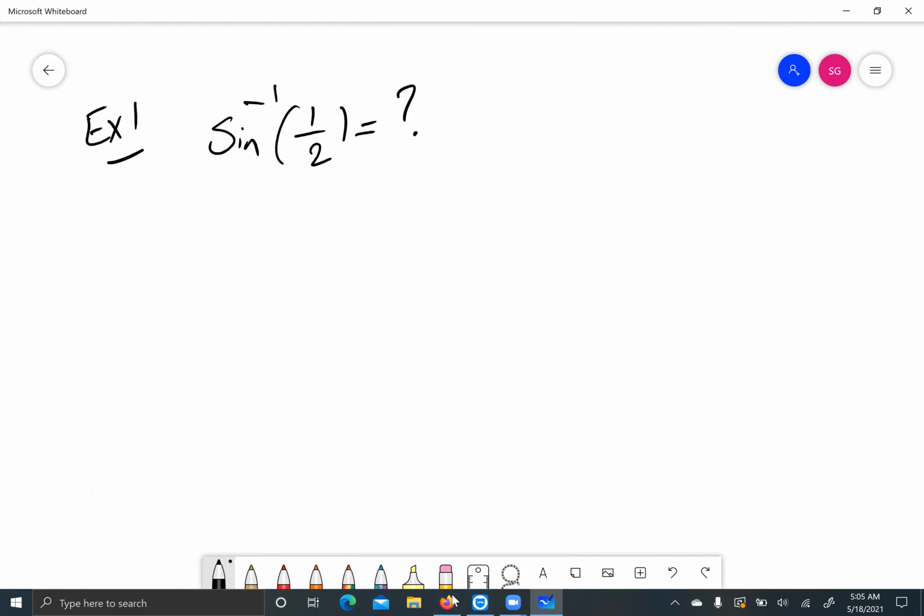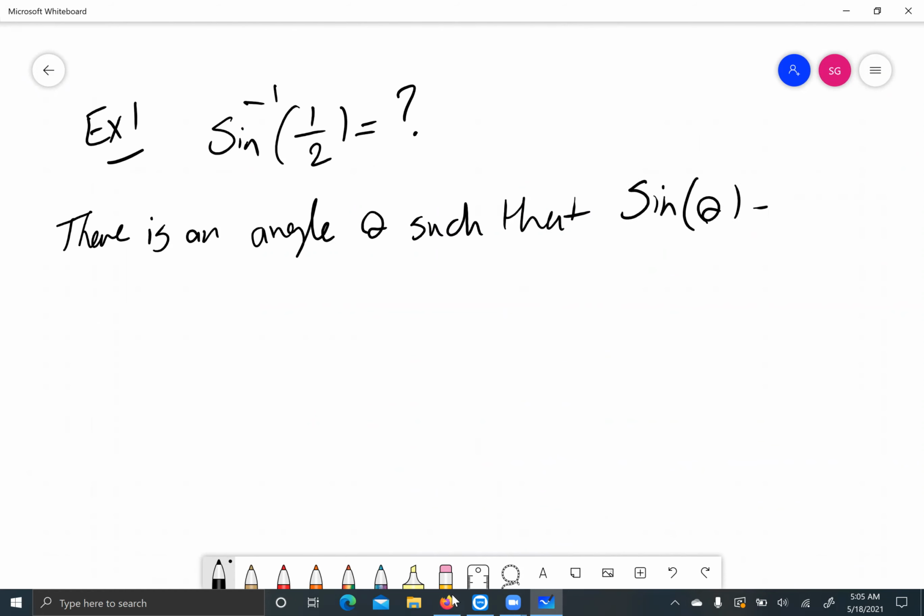So in other words, the question is, because this is sine inverse, that means there is an angle theta such that the sine of that angle is half. So the question is, what is theta? What is the angle that gives us half? The sine of that angle is half.